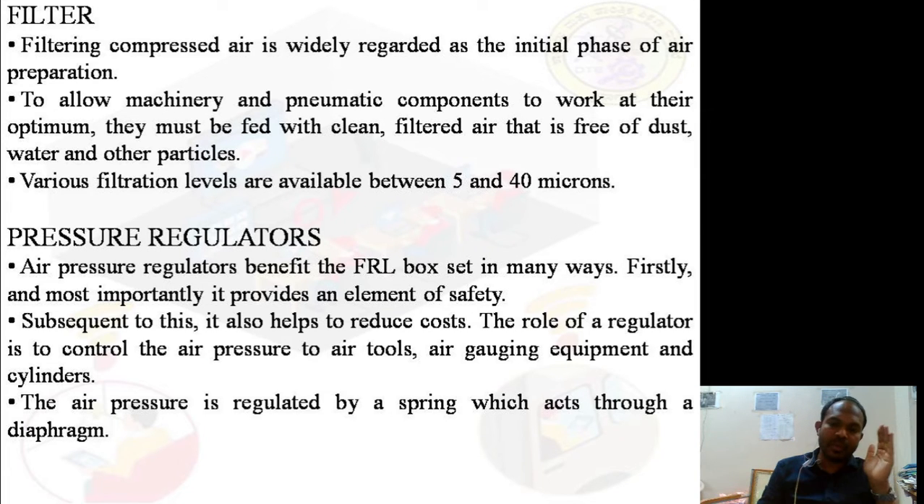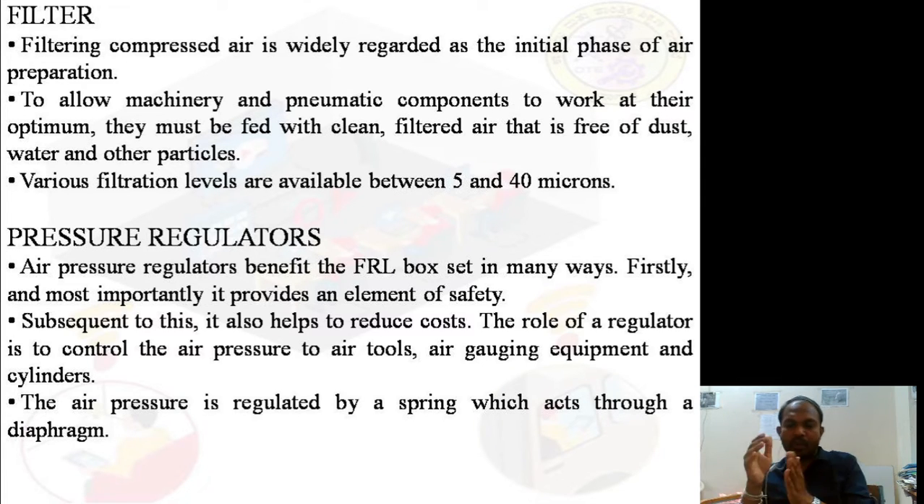The purpose of using a filter before the compressor is to filter the foreign contaminants, so that dirt or dust particles, or any scrap or sand particles, should not enter into the compressor. So that we are increasing the life of the compressor.